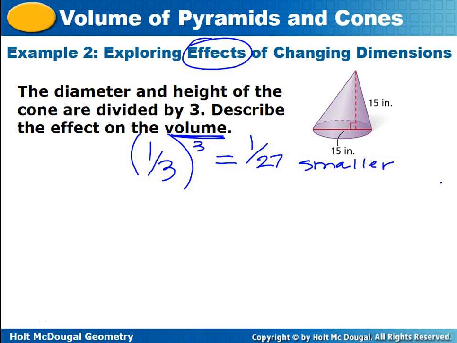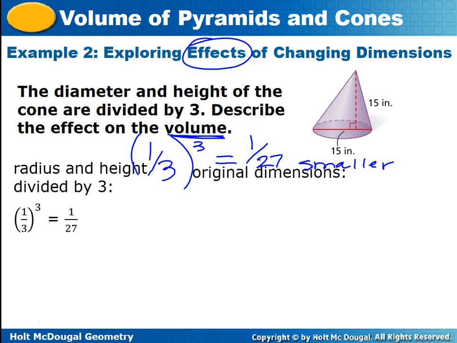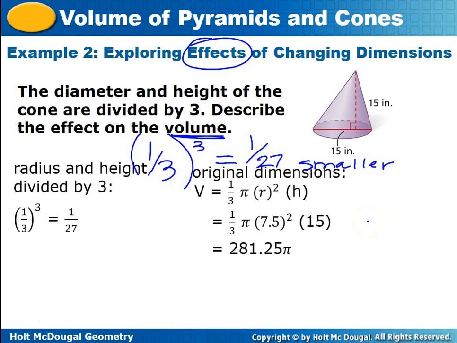So then also, if we want to talk about how does the volume actually change? Well, we could find the volume of the original. And so let's go ahead and do that here. If we go ahead and find the volume, we know that that was 1/27th. We talked about that. So if we find the volume of the original, it was 281.25 pi. That's the volume of the original object. And again, if you notice here, we have a diameter, so the radius would be 7.5.